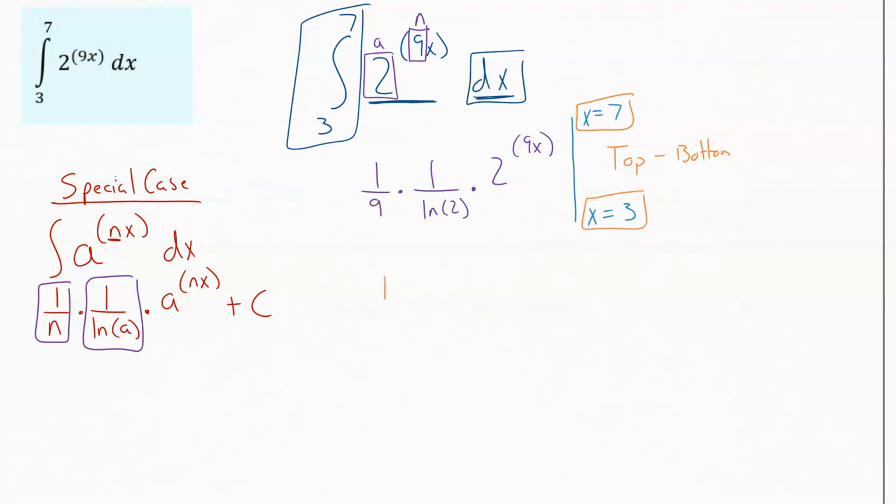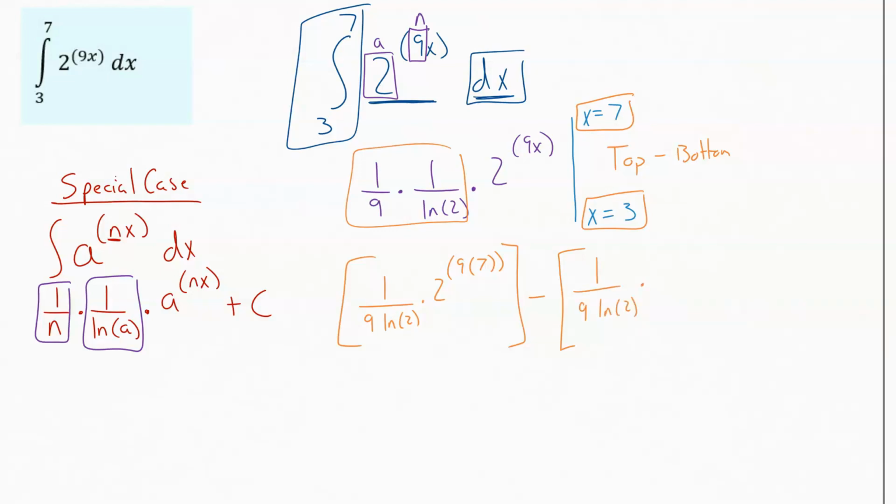And so out of here, we'll get 1 over, I'm just going to call that 9 times the natural log of 2, just sort of squeezing those two pieces together, times 2 to the 9, and instead of x, we plug in that top bound, which is 7. So there's our top value, minus, and then we do the same thing with the bottom value. So this will be 1 over 9 times the natural log of 2, and then times 2 raised to the 9 times, and then instead of x, we plug in our lower bound, which is 3.